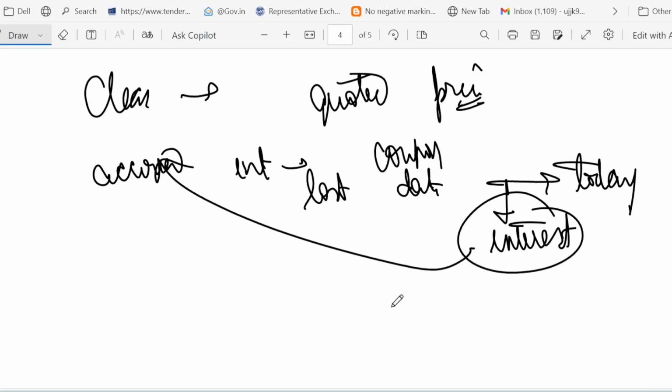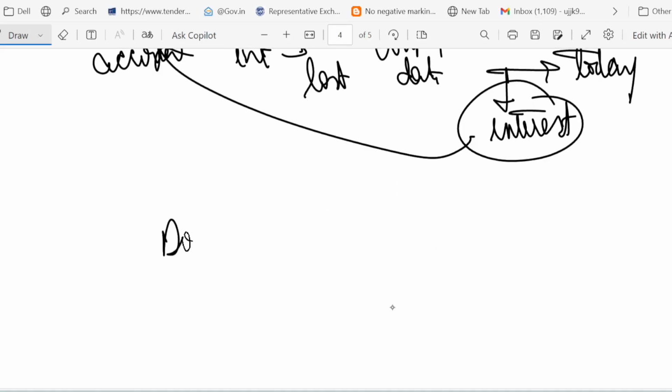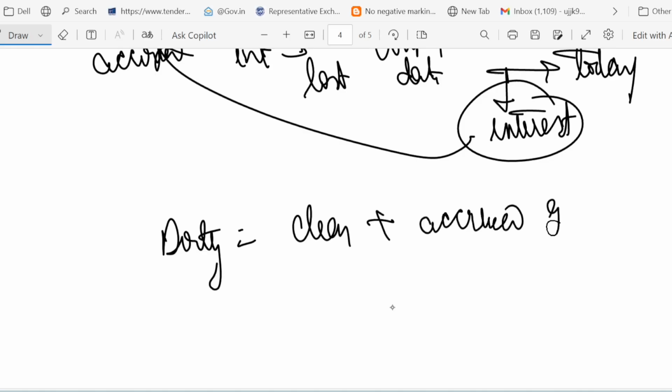Third point, dirty price is equal to clean price plus accrued interest, right? So dirty price is the actual amount that the buyer pays to the seller in the market. Suppose you buy a 1,000 rupees bond halfway through the 6 month interest period. You will pay half the interest to the seller as accrued interest. So the total price you pay is the clean price plus accrued interest, that is called the dirty price.